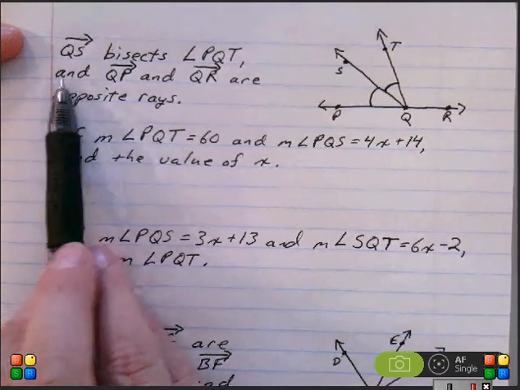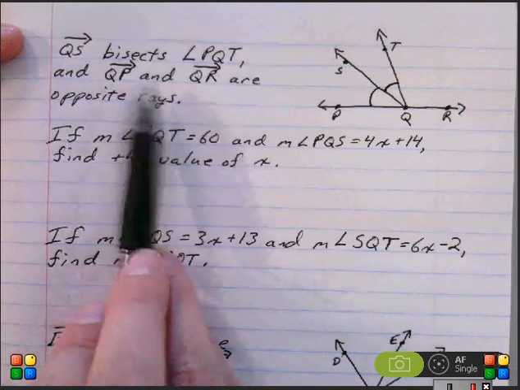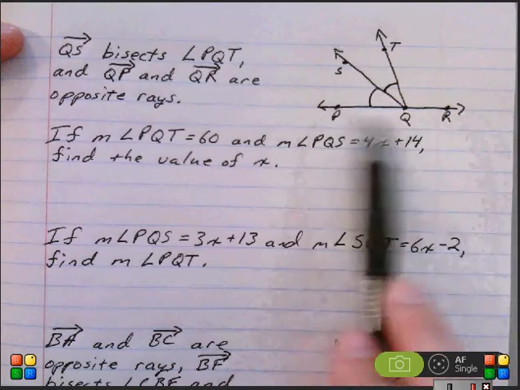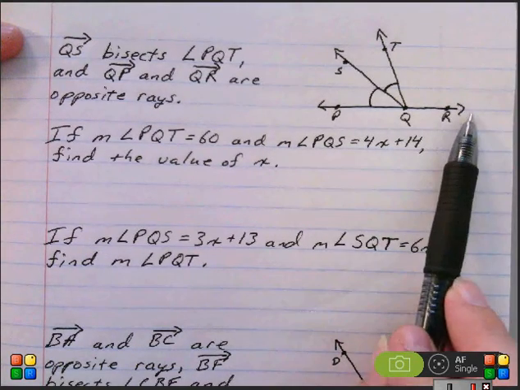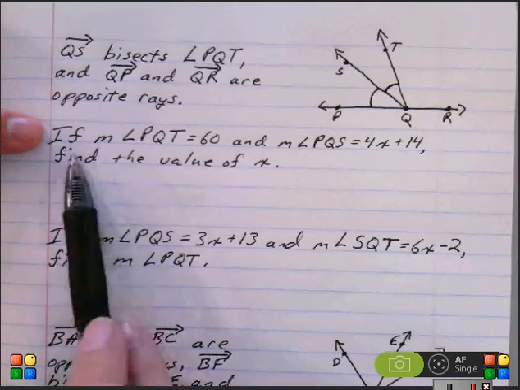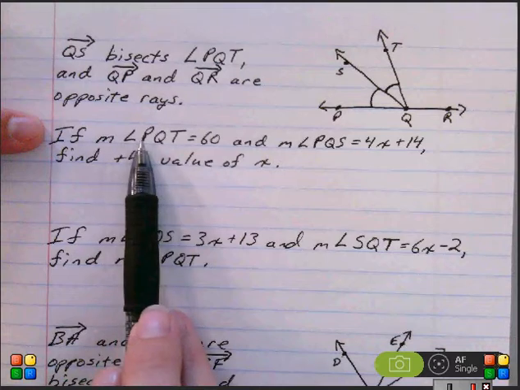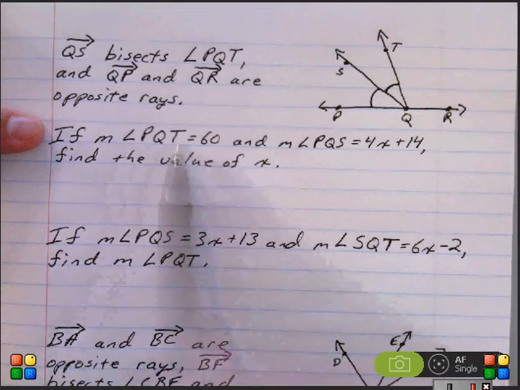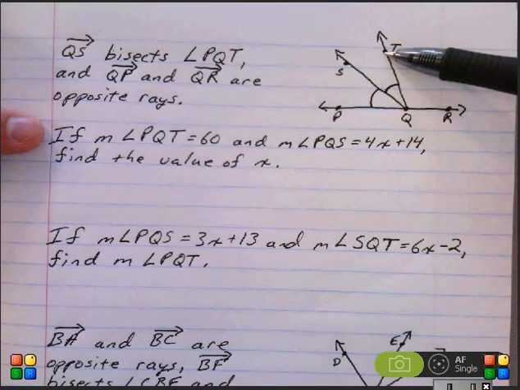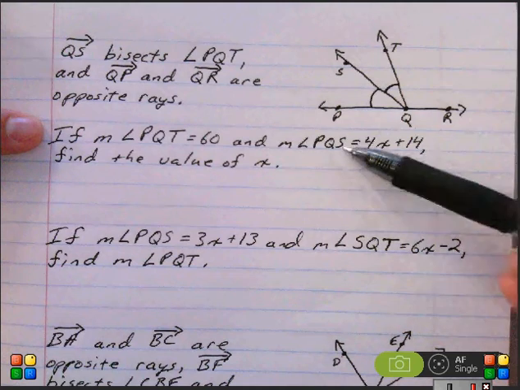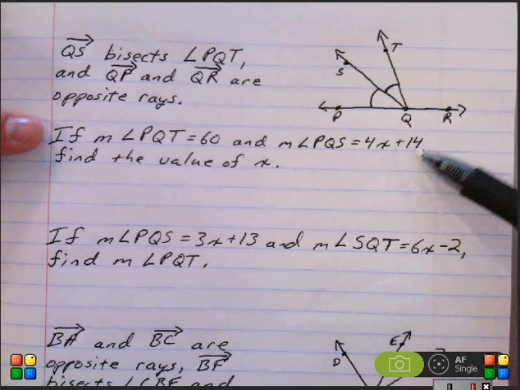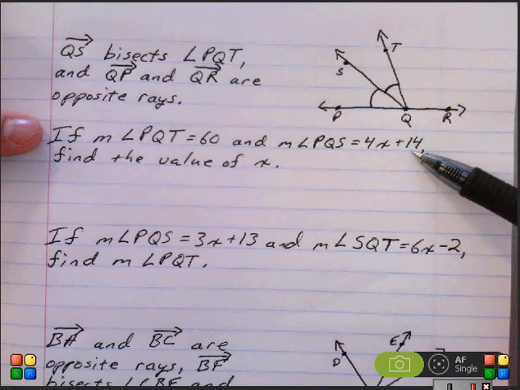And then we have ray QP and ray QR are opposite rays. So QP and QR are opposite rays, so we know that this is a straight angle here. All right, so now let's go down and work on our problems. If the measure of angle PQT is 60, and the measure of PQS is 4x plus 14, then we need to find x.